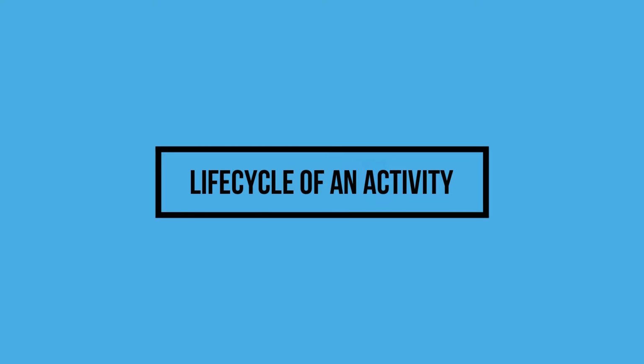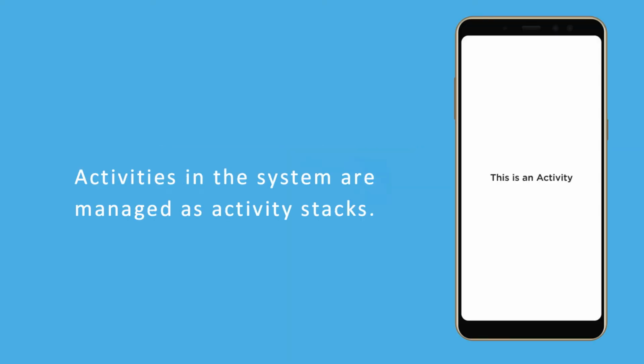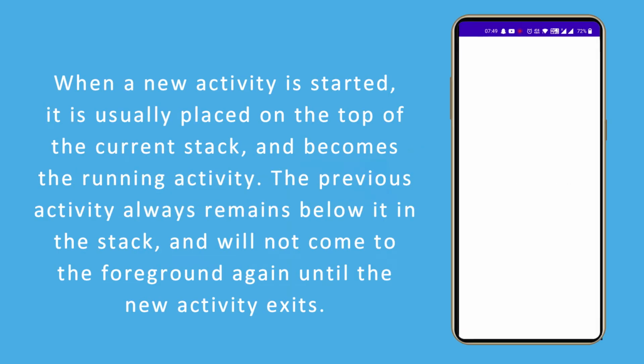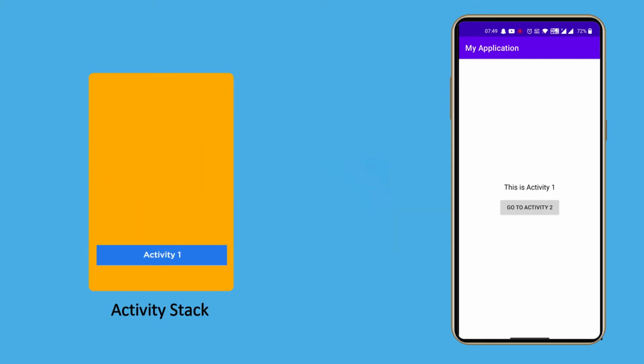Lifecycle of an activity. Activities in the Android system are managed as activity stacks. When a new activity is started, it is usually placed on top of the current stack and becomes the running activity. So here, we have two activities, Activity 1 and Activity 2.